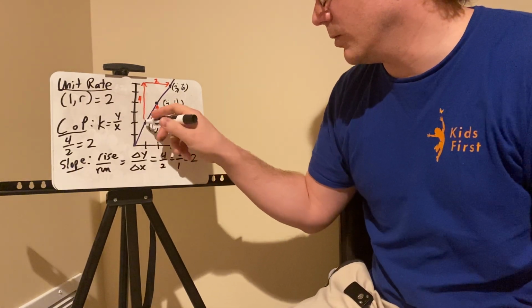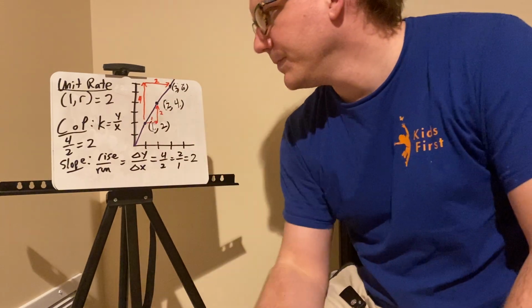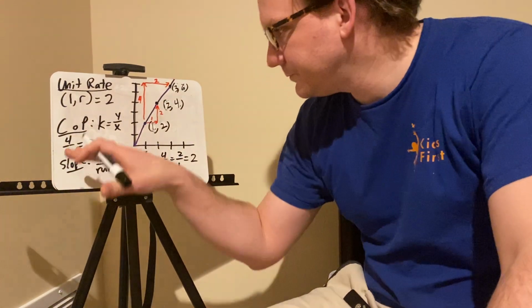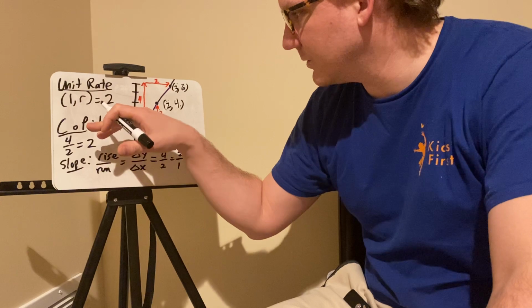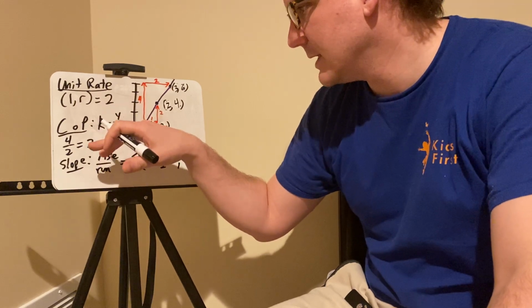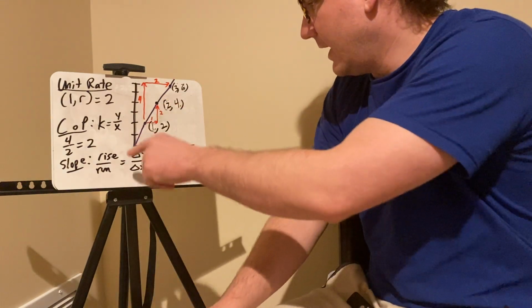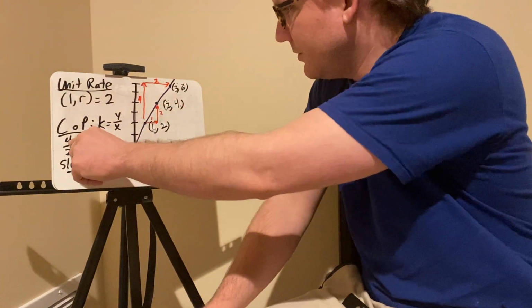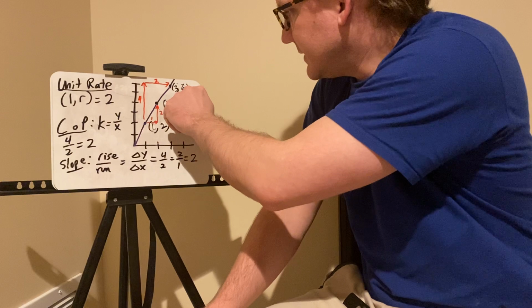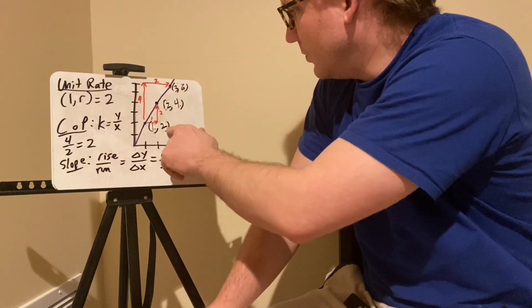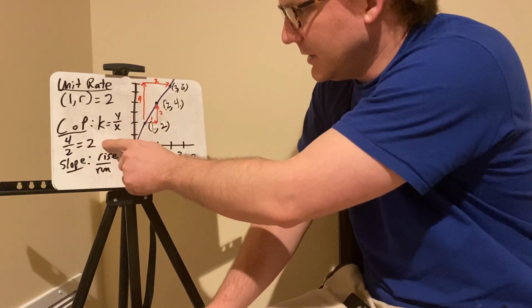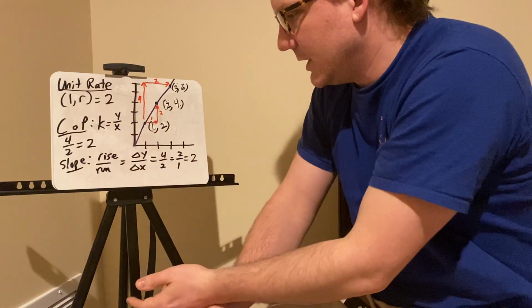What is the y coordinate when the x coordinate is 1? Constant of proportionality is k, and that's y divided by x for any coordinate within the graph here. So if I take 4, 2, and I do 4 divided by 2, I get 2. 6 divided by 3 would be 2. 2 divided by 1 would be 2.